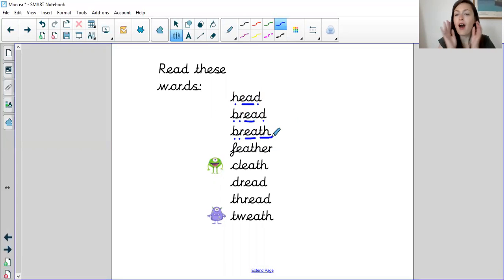Breath. So you might see it in the wintertime when it comes out like a dragon. Or you might need to catch your breath after you've run around the playground really fast. What about this word? Feather. Now remember, this is an alien word, and remember that our EA today is making an F sound. You ready?